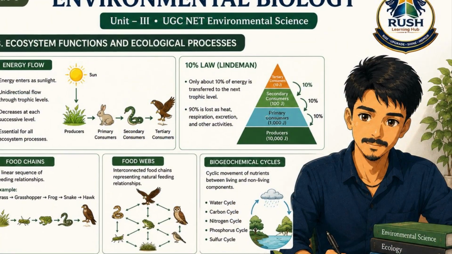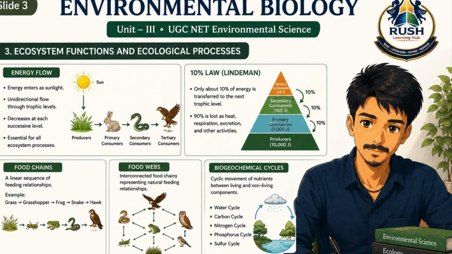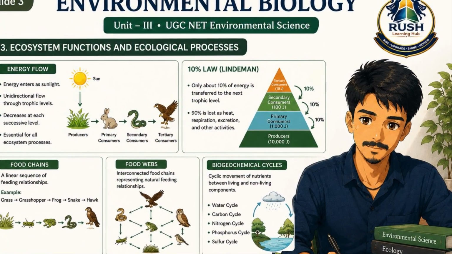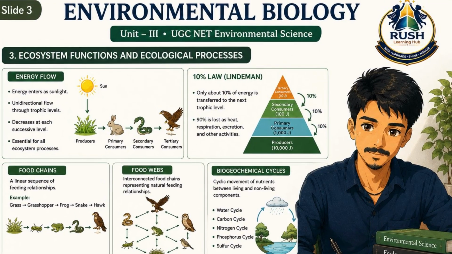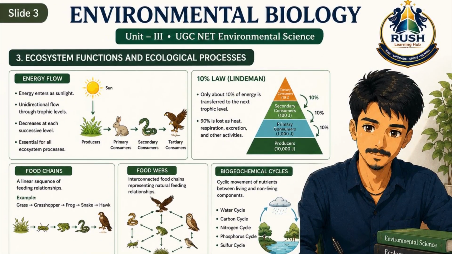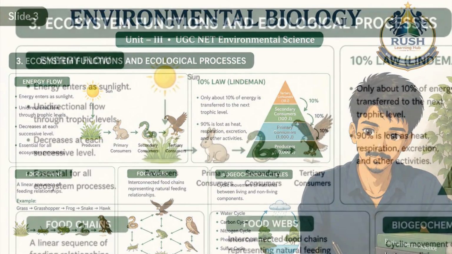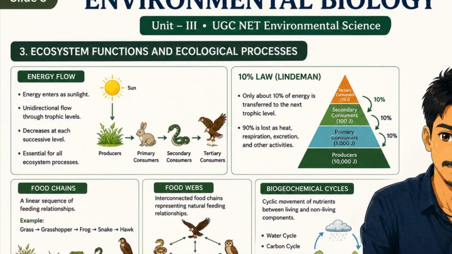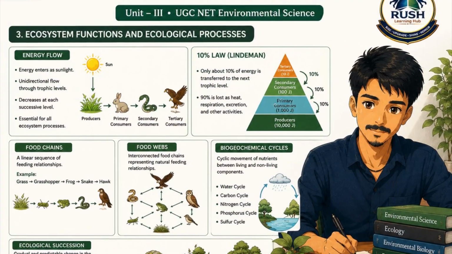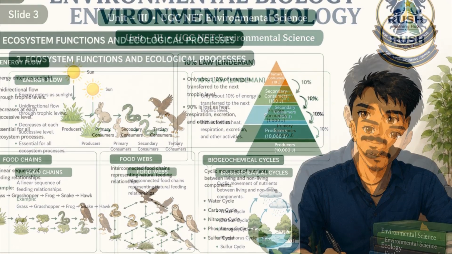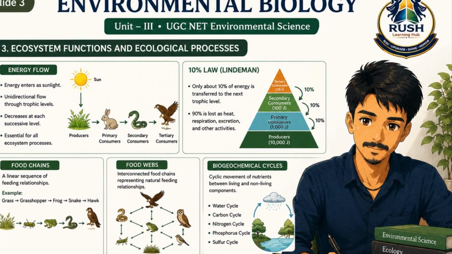Let us understand the major functions and ecological processes that maintain an ecosystem. One of the most important functions of an ecosystem is energy flow. Energy enters the ecosystem in the form of sunlight and is captured by producers through photosynthesis. This energy is then transferred to consumers through different trophic levels.